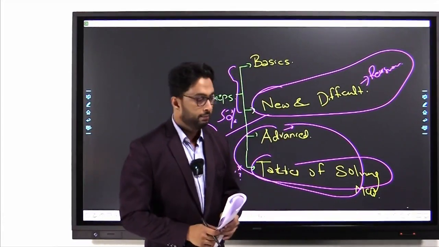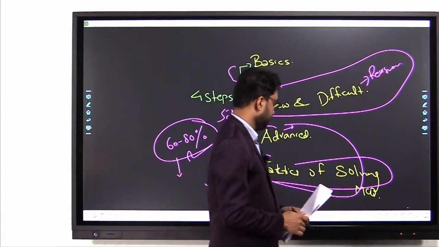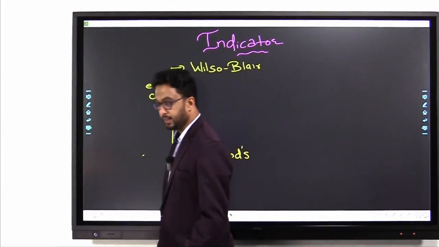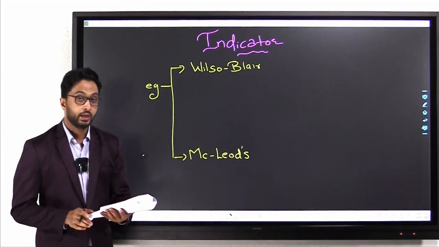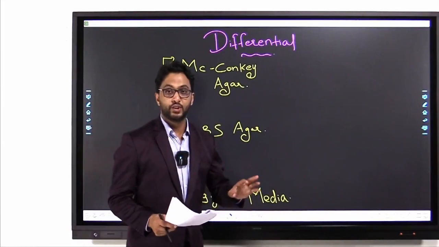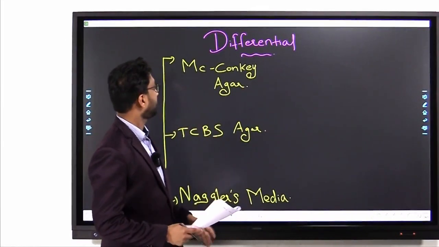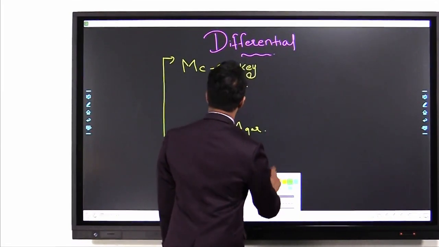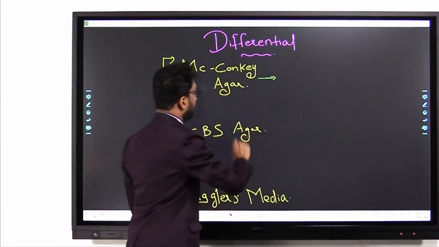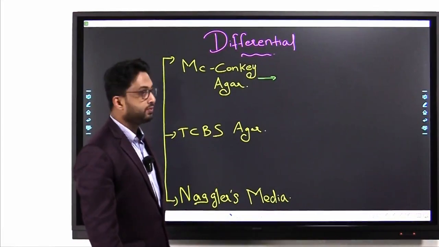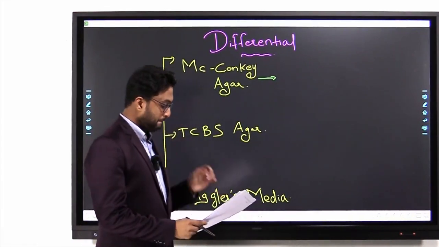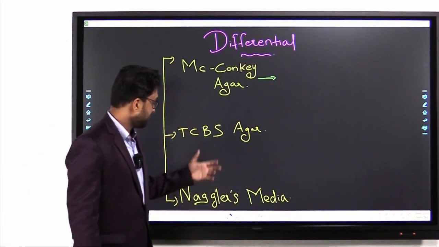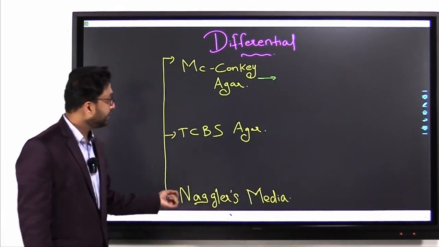Don't worry. Now let us go on to what is required, the indicator media. The next is differential media. Not the indicator media, it's the differential media. I heard a few of you saying that. So yes, the three important media are MacConkey agar, TCBS agar, which we've just seen, and Nagler's media.